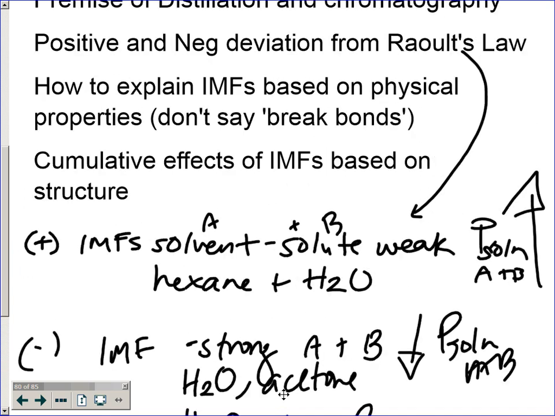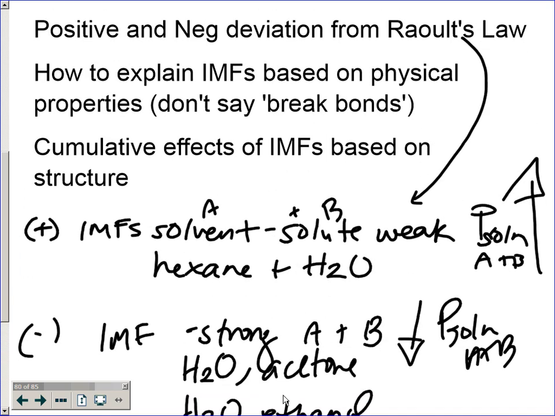All right, and then lastly, IMFs and the cumulative structure, or how cumulative effects of IMFs can distort properties. So normally we say, what's the order of increasing strength of IMF?